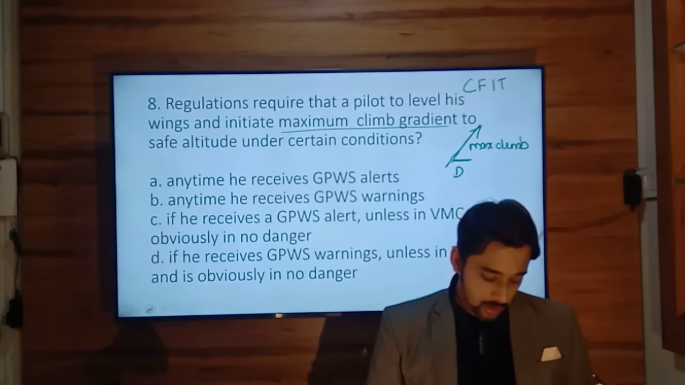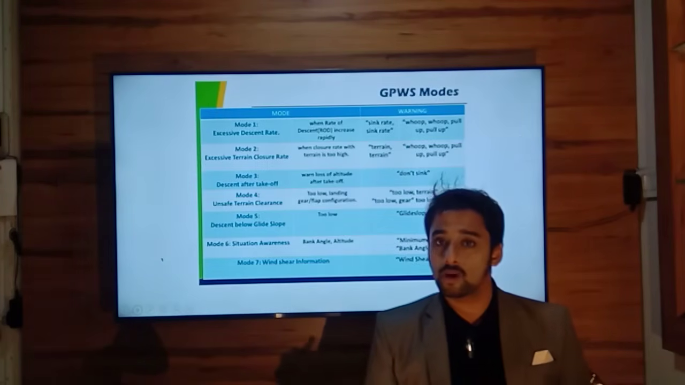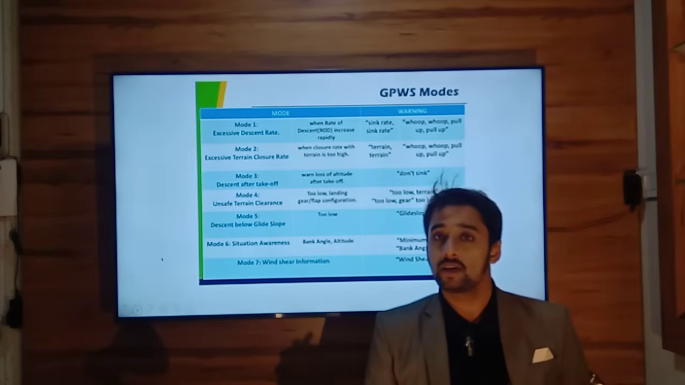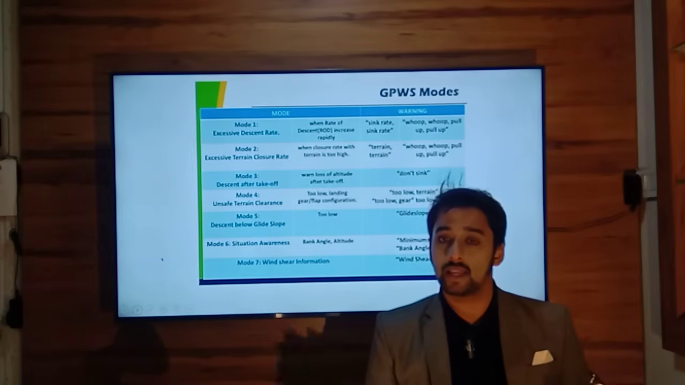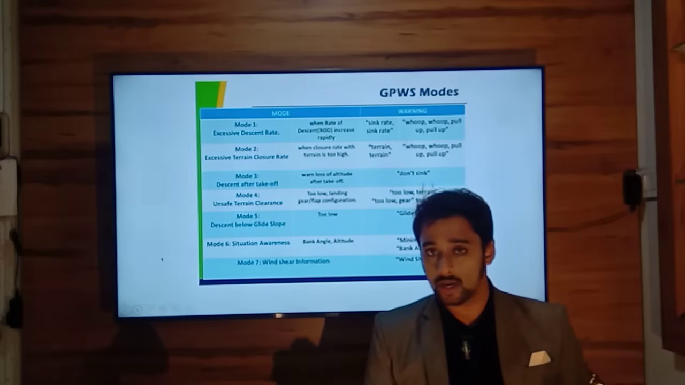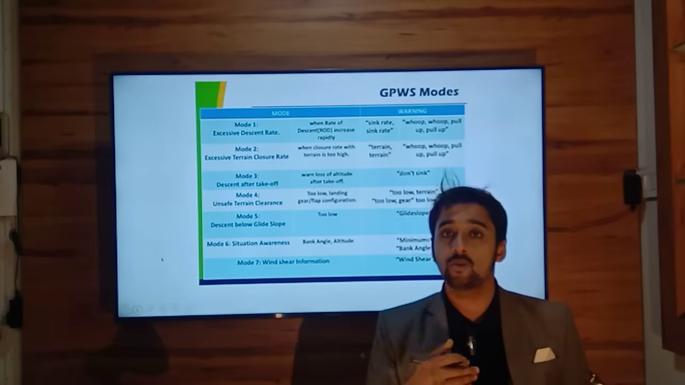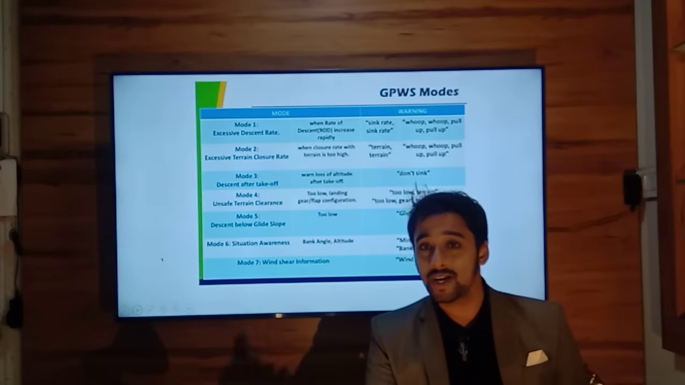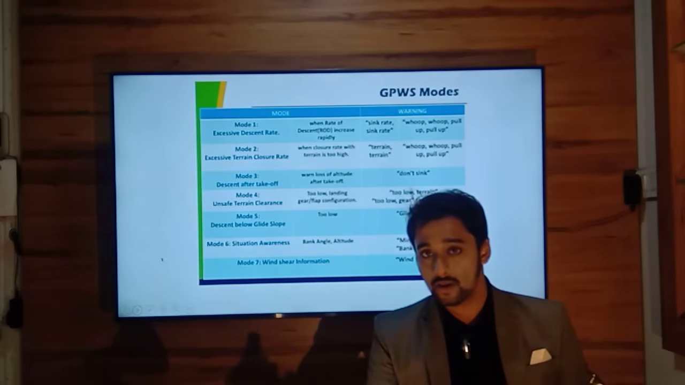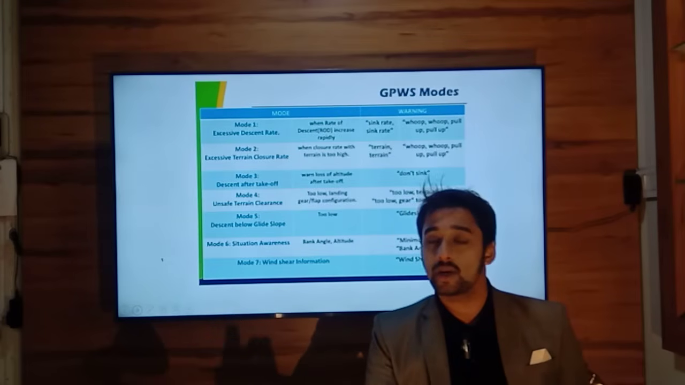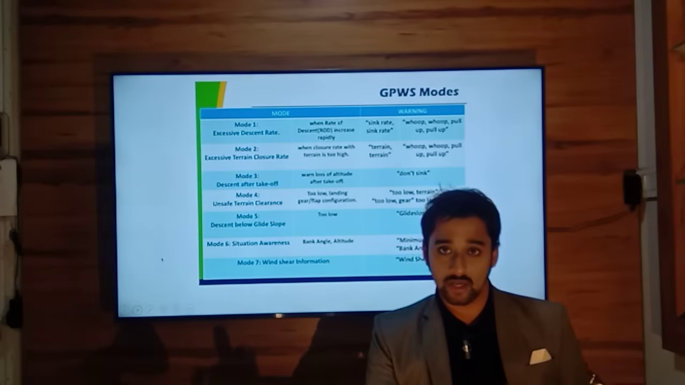A ground proximity warning system has 7 modes. Every mode tells you about different situations that can happen in a flight which can warrant a ground proximity warning system alert and warning. The first mode is excessive descent rate. Mode 2 is excessive terrain closure rate: you are going towards a terrain in front of you or just ahead of you at a very fast rate. This can happen when you don't reset your altimeter setting and you enter a cold area, colder than ISA air mass, or a low pressure region.